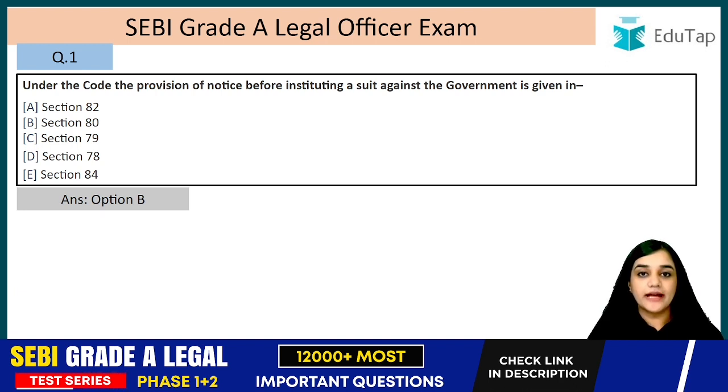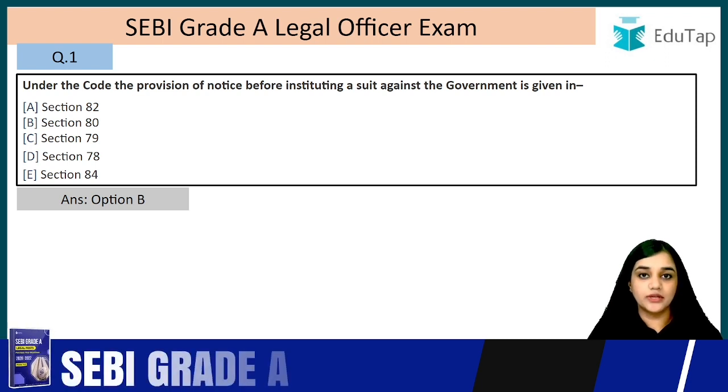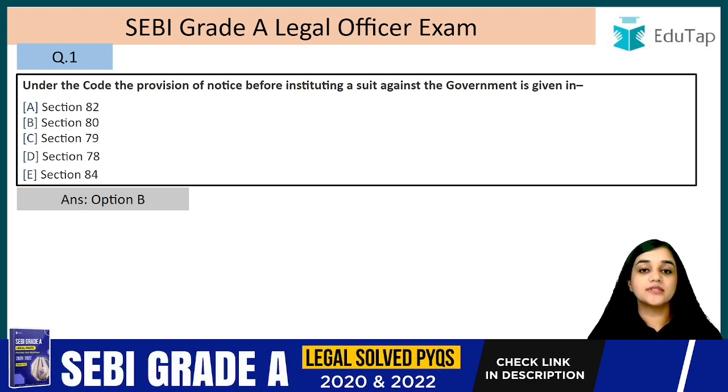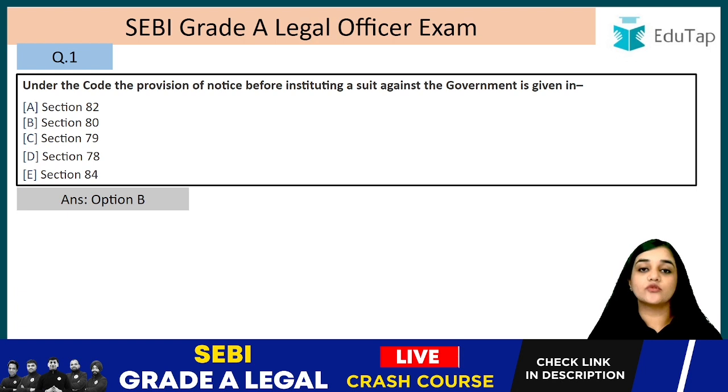The theory of sovereignty, that the king can do no wrong, does not apply in India. So in that case, our government can sue and at the same time it can be sued. And we can also sue a public officer in his official capacity.